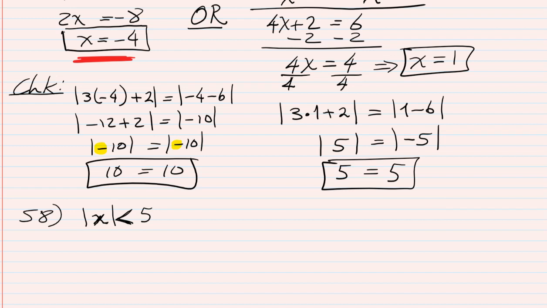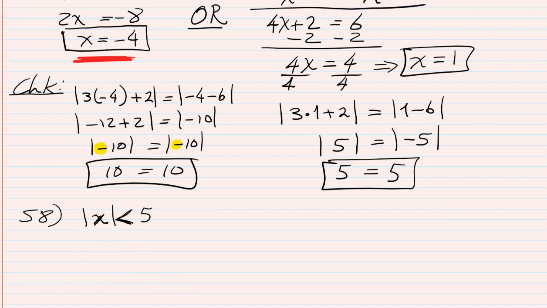But on the negative side, doesn't negative 2 work? Check this out. Is absolute value of negative 2 less than 5? Well, absolute value of negative 2 is 2. 2 is indeed less than 5. So see, negative 2 is also a solution.